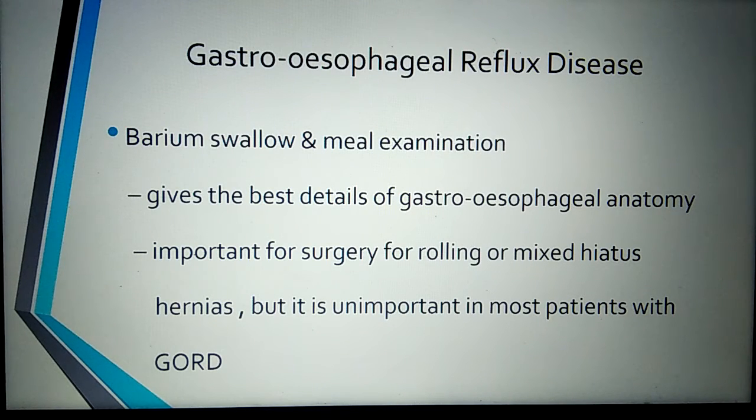Next in the diagnosis part is barium swallow and meal examination. These two investigations, the various forms of barium swallow, give the best details of gastroesophageal anatomy. And this investigation is important if we are planning for surgery, especially if the patient is suffering from rolling or mixed hiatus hernias along with GORD. But if the patient is only having GORD, this is unimportant. In most patients it is not required if the patient is only having GORD.